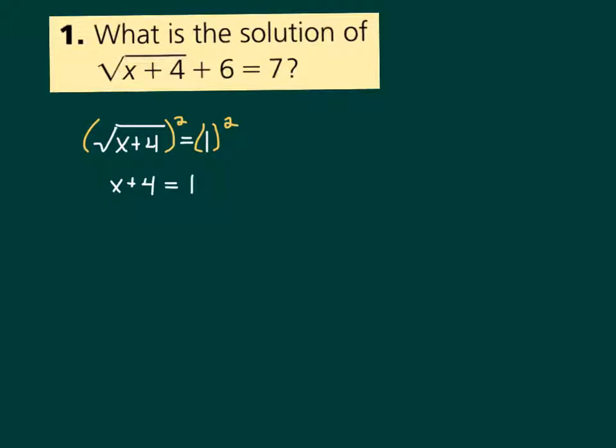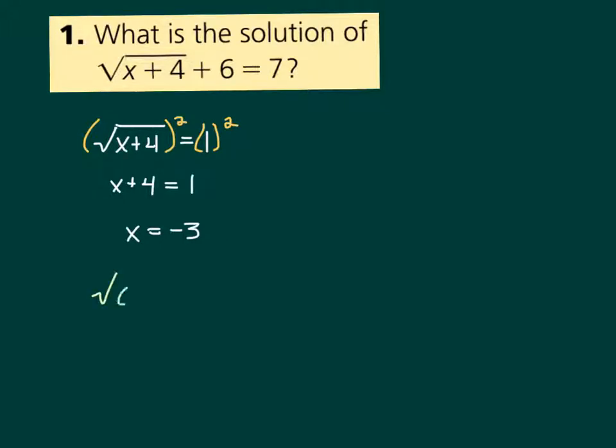Subtract 4 from each side, I get that x is -3. So we get that it's -3. Do not immediately say that that's a non-real solution or that it doesn't exist, because we're not taking the square root of -3. We do want to check our answer though.